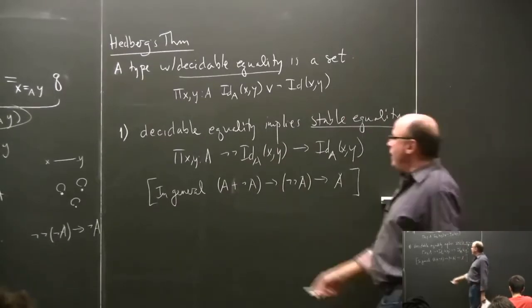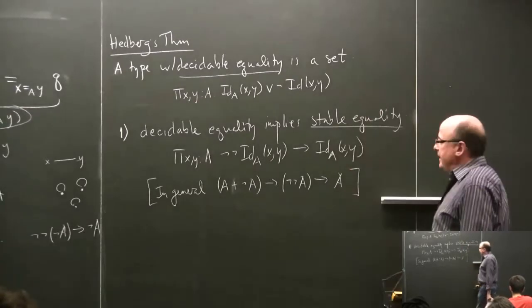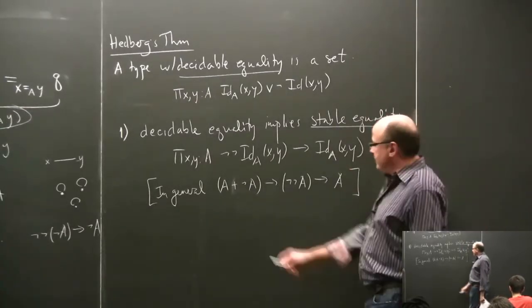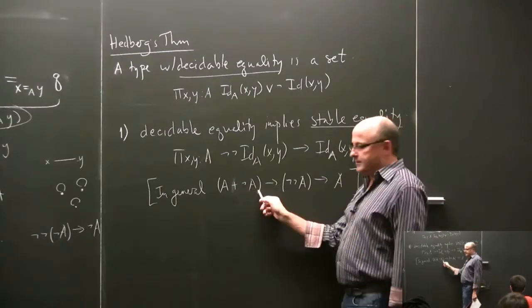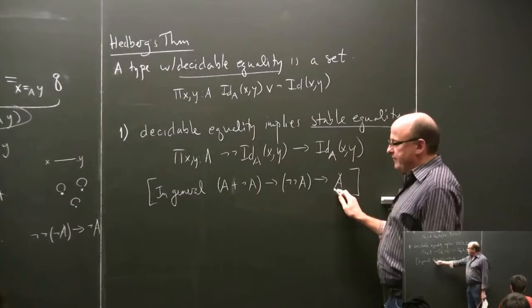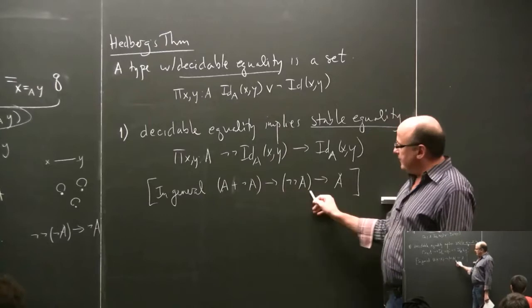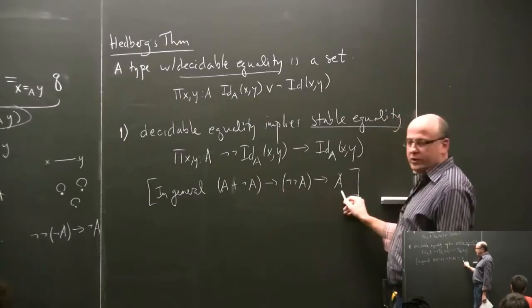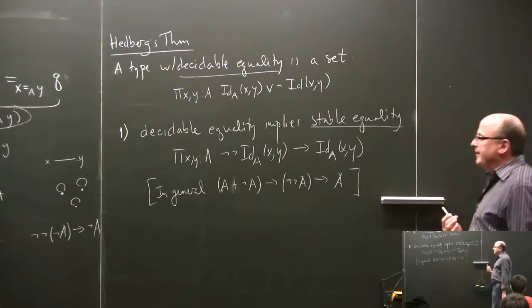So why is it the case that A or not A implies that not not A implies A? Let's do it quickly. I do a case analysis on A or not A, with the intention of deriving A. If A holds, then A holds, and I'm done. If not A holds, then I apply this assumption and abort, and then I'm done.